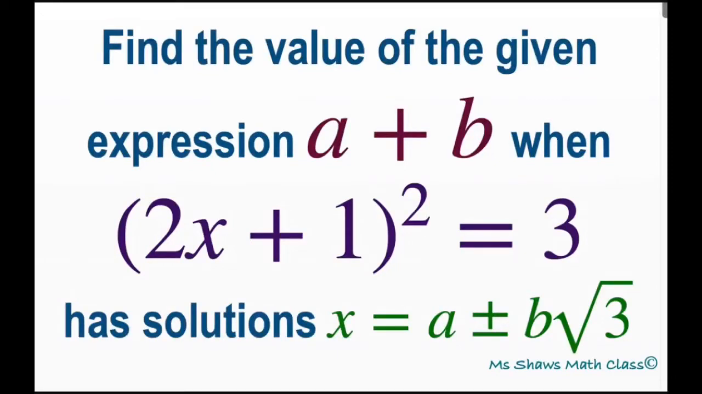We're going to find the value of the expression a plus b when we have (2x + 1) squared equals 3, and its solutions are in the form of x equals a plus or minus b square root of 3. So basically what we're going to do is use the quadratic formula, and then when we get our solution, we're going to set these equal and find our a and b.